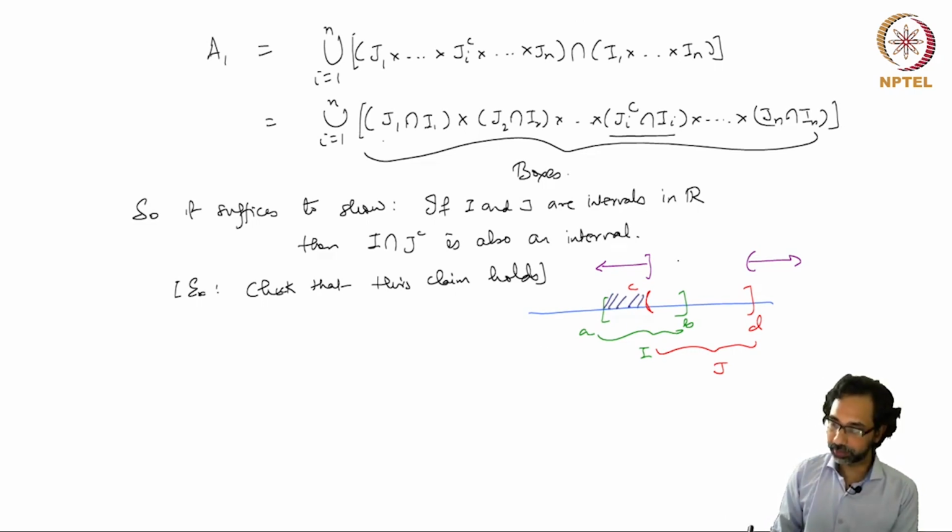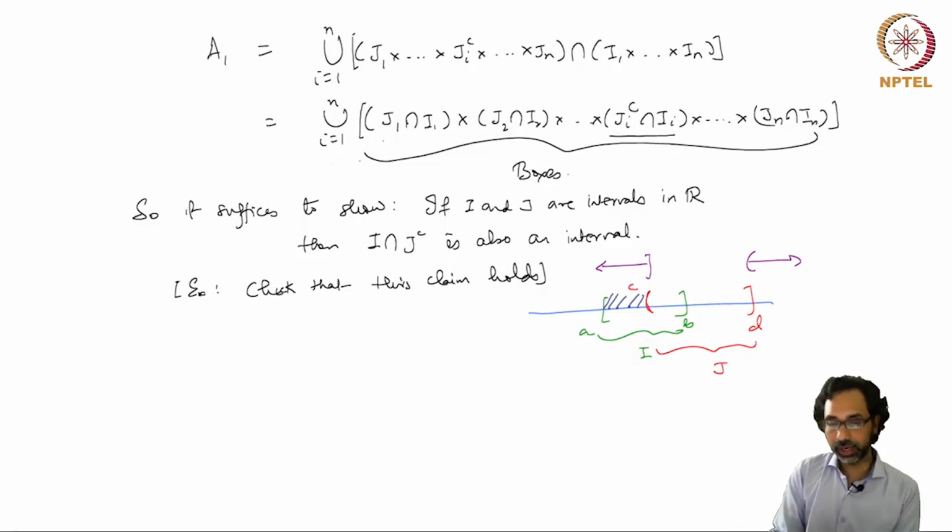So similarly you can check all other cases. If I and J are disjoint intervals, then I intersection J complement will simply be I, and in all other cases as well, I intersection J complement will be an interval. So it's very easy to prove. So I leave it as an exercise for you.